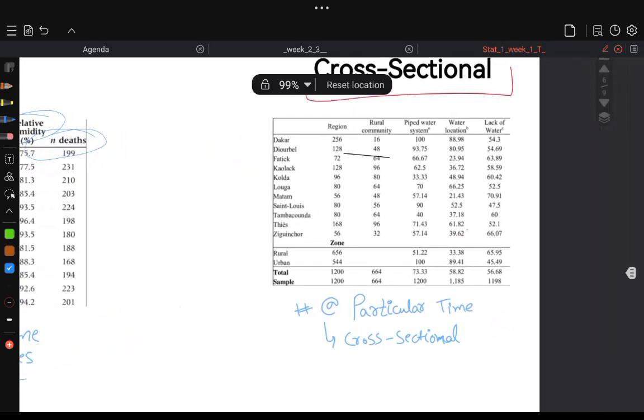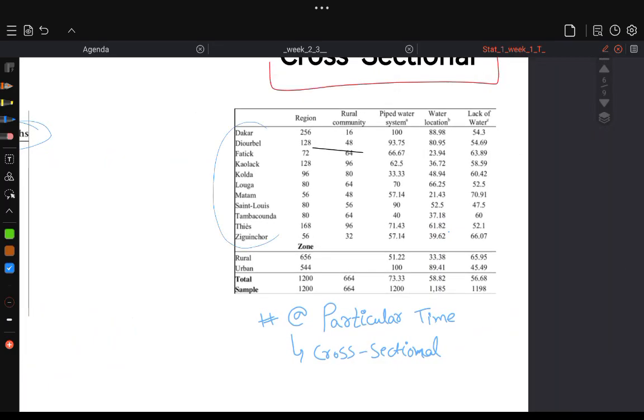Whereas in the cross sectional data, we are talking about different places, different regions, their rural community, piped water lines, water location, lack of water, anything. But we are talking about different places, but at a particular time interval. That time can be a year, a month, a day, anything, but it will be a particular time, like a particular year. A year can be of various months, but on a scale of year, it is a discrete number, right? So a particular year can also be there. So a particular time is called cross sectional data.